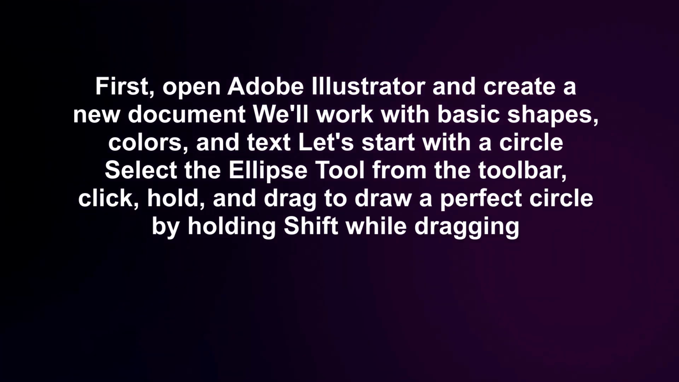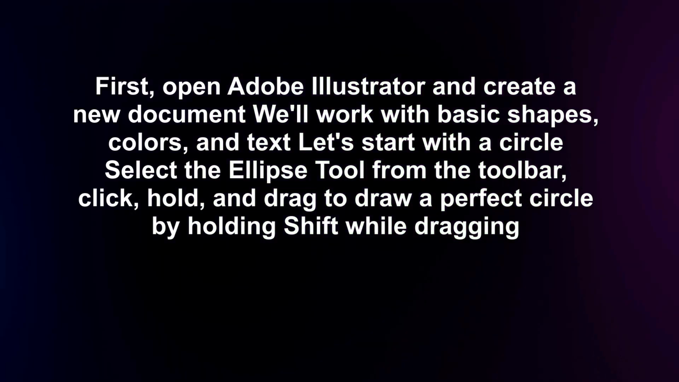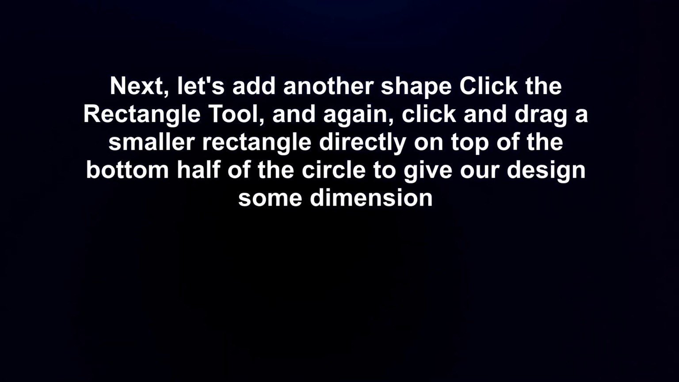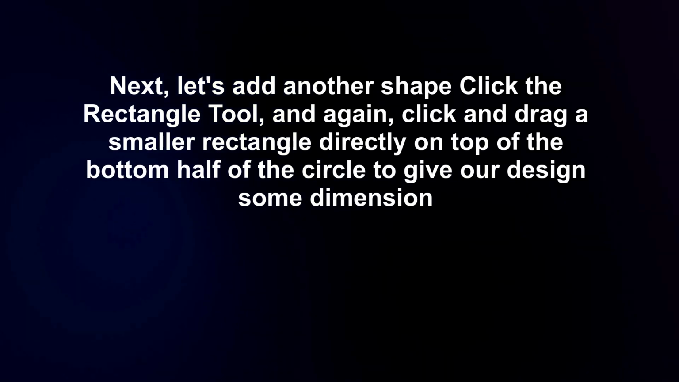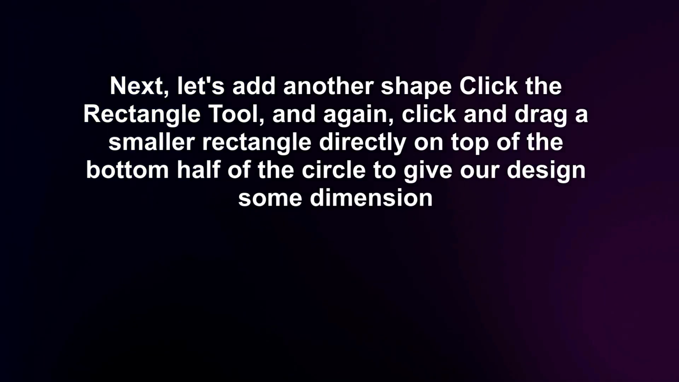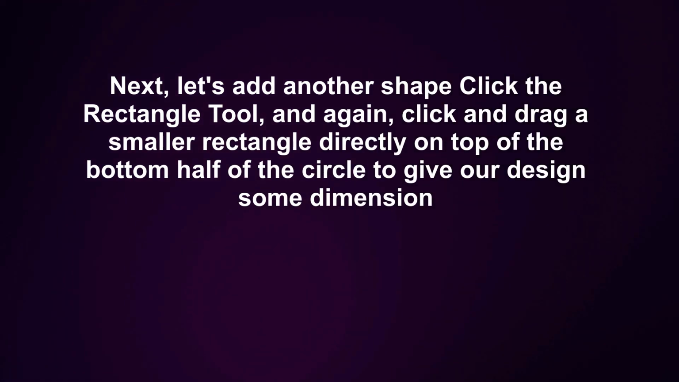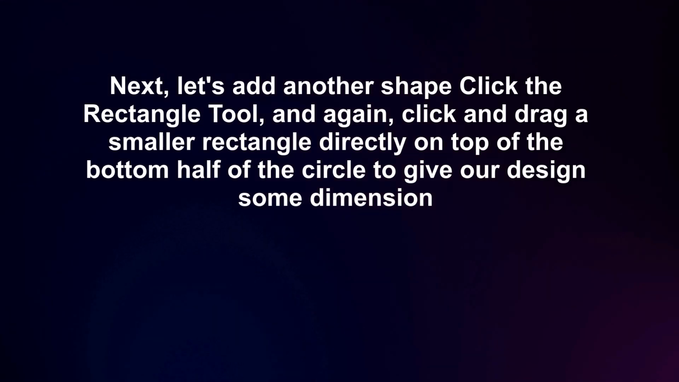Select the ellipse tool from the toolbar, click, hold, and drag to draw a perfect circle by holding Shift while dragging. Next, let's add another shape. Click the rectangle tool, and again, click and drag a smaller rectangle directly on top of the bottom half of the circle to give our design some dimension.